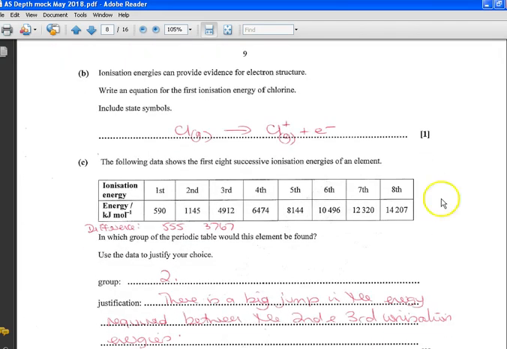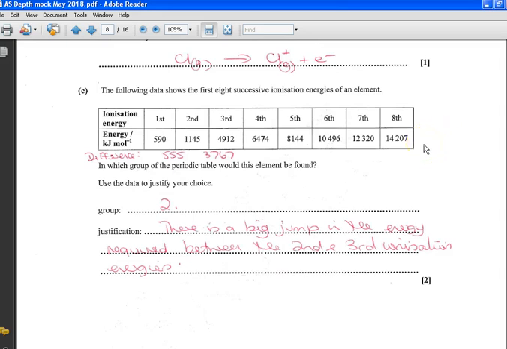Okay, ionization energy, write an equation, include state symbols, so don't forget that it's always in the gaseous state. Okay, we're starting with an atom here because it's the first ionization energy, and then we've got a positive ion and an electron.